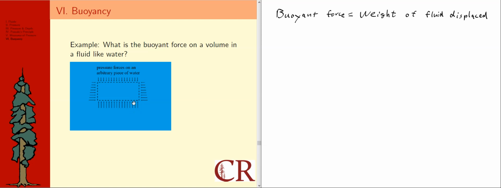But they're always going to point at right angles to the arbitrary borderline that I've drawn to describe my arbitrary piece of water. So we can analyze those forces to come up with the correct overall expression for the buoyant force. So let me redraw that box.